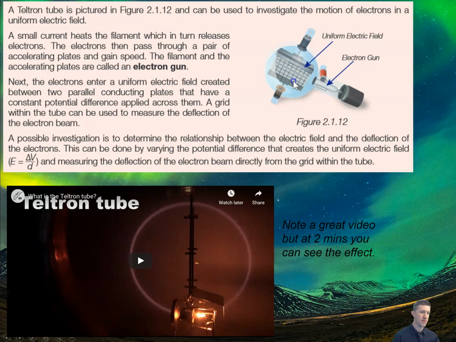And as we've talked about before, we would expect the electron to deflect. So if you've got these parallel conducting plates and I'm shooting an electron between them, it's going to curve, or deflect, or follow some sort of parabolic path.